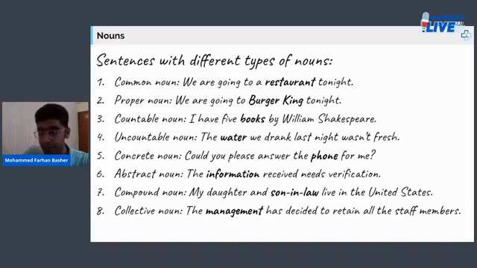Then you have countable noun. I have 5 books by William Shakespeare. Now in this case, books are countable. You can count how many books you have. So books is a countable noun. I have 5 books by William Shakespeare. Uncountable noun. The water we drank last night wasn't fresh. Here, as you can see, water is uncountable because you cannot possibly count water. You may be able to measure it, but you cannot count it. Therefore, water is an uncountable noun.